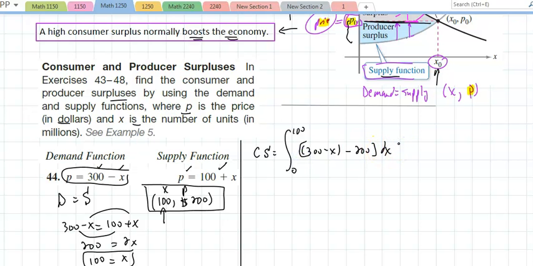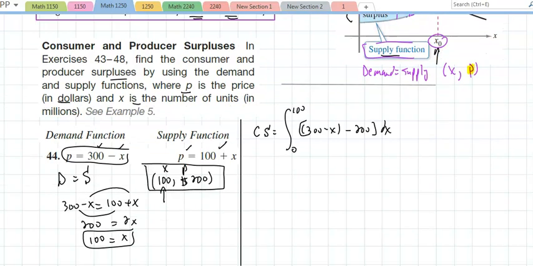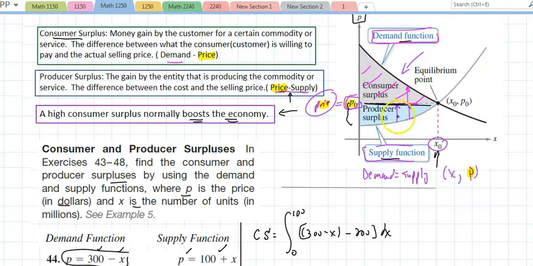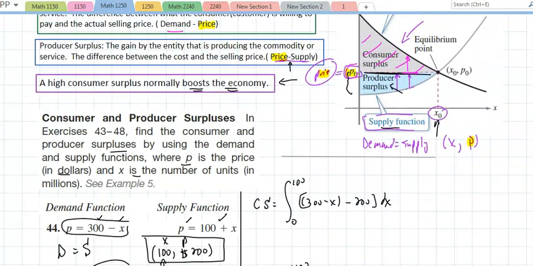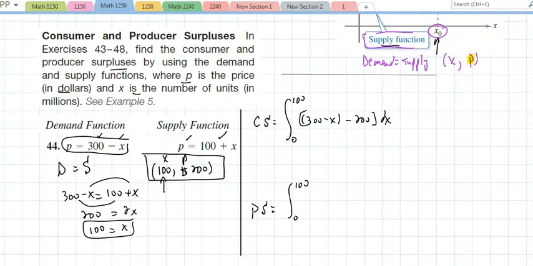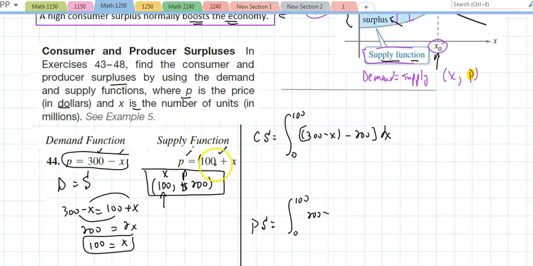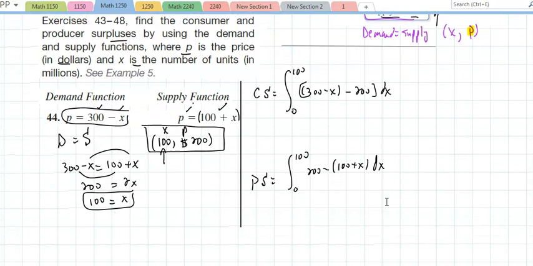Solve that and I'm set. And if I want to know the producer surplus, I would take the integral from 0 to 100 still, finding that area. And if I look at the producer surplus, I'm looking at the top, which is the price. The price is $200 minus the supply function, and the supply function here is given by 100 plus x dx. And there it is. That would be the setup.